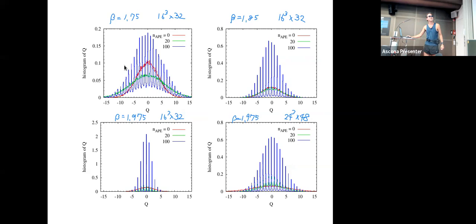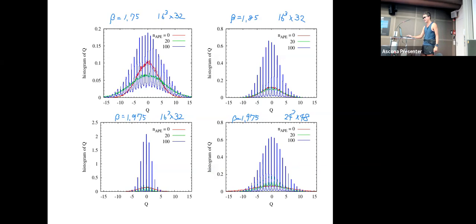After the smearing procedure, this noisy thing goes away and it converges quickly to integer values. Of course, you can discuss systematics of this procedure. Sometimes people just do this procedure after, say, 50 steps, and then do the computations there. But we actually improved a little bit on this procedure as well.